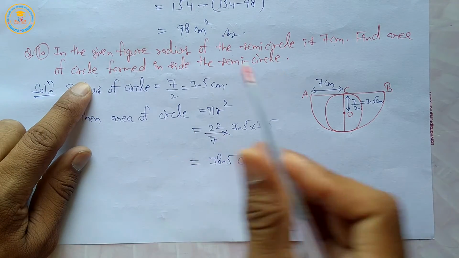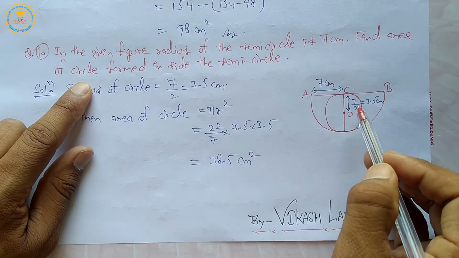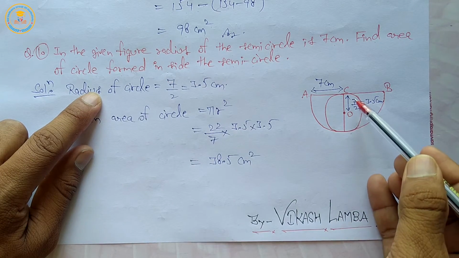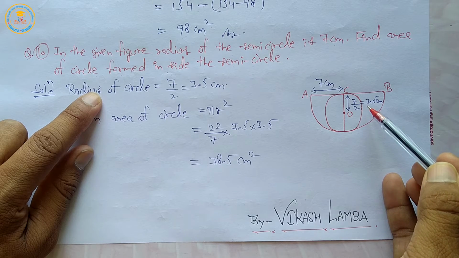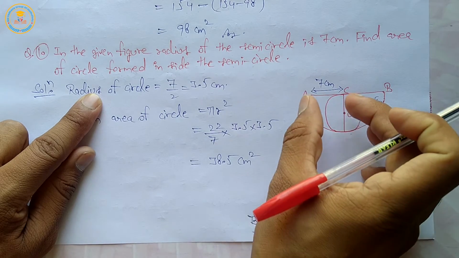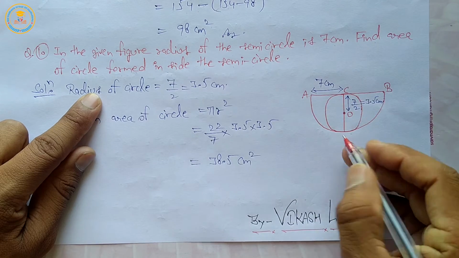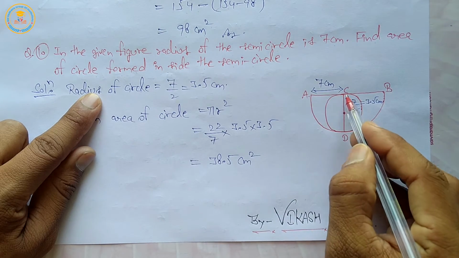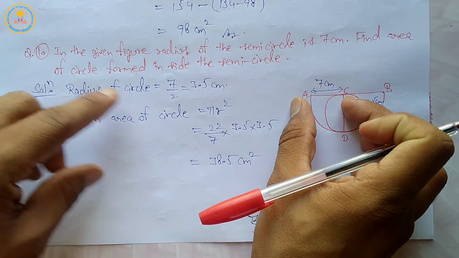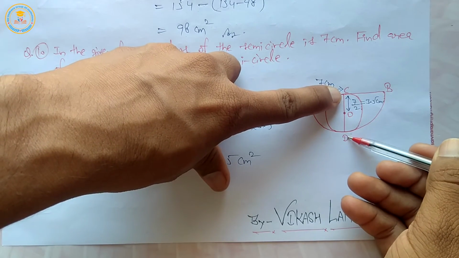Now find the area of the circle. First we calculate the radius of that circle and then we calculate the area of the circle. So according to this, one part is given 7 centimeter, this one is given also 7 centimeter. So SC equal CD. SC equal CD means this one is given 7, so this one is given also 7.